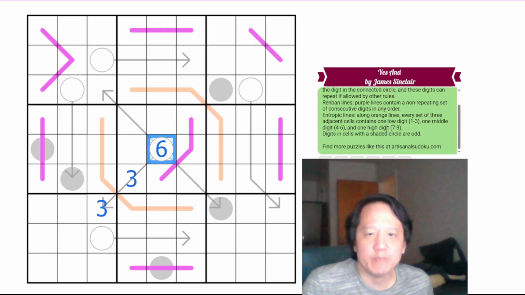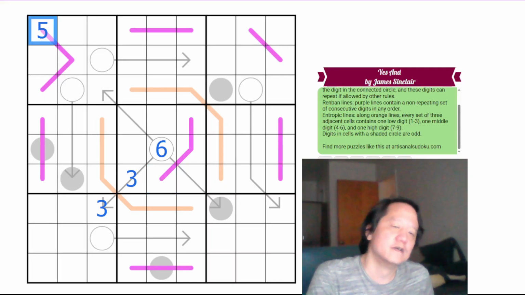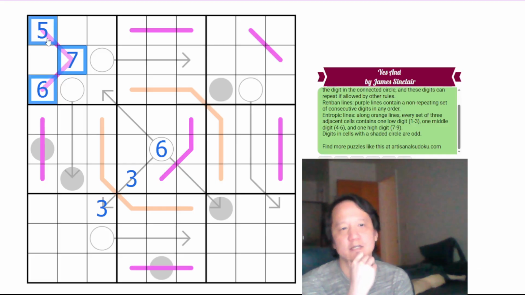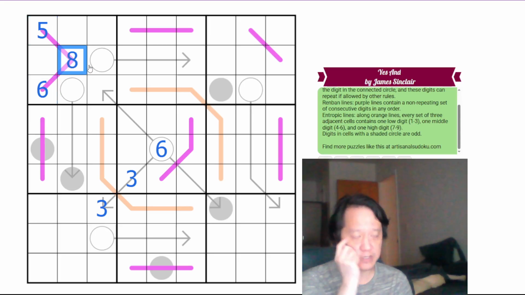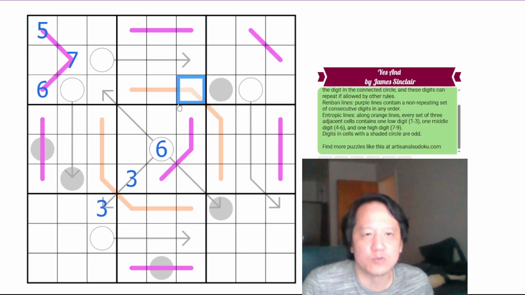We also have Renban lines, where purple lines contain a non-repeating set of consecutive digits in any order. So, for example, we could have something like 5, 7, and 6 here. And this would be valid because these three digits form a set of non-repeating consecutive digits in any order. 5, 6, and 7 are all consecutive. You could not, though, have something like 5, 8, and 6, because 5, 6, and 8 does not form a set of consecutive digits. So those are examples of how Renban lines work.